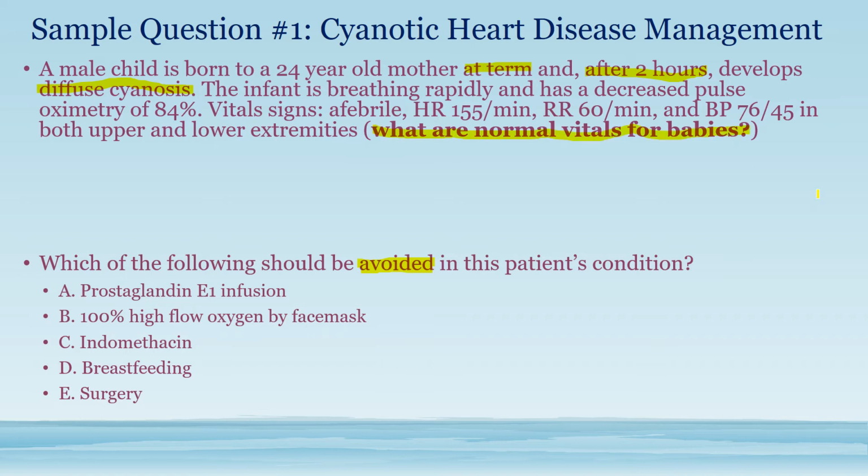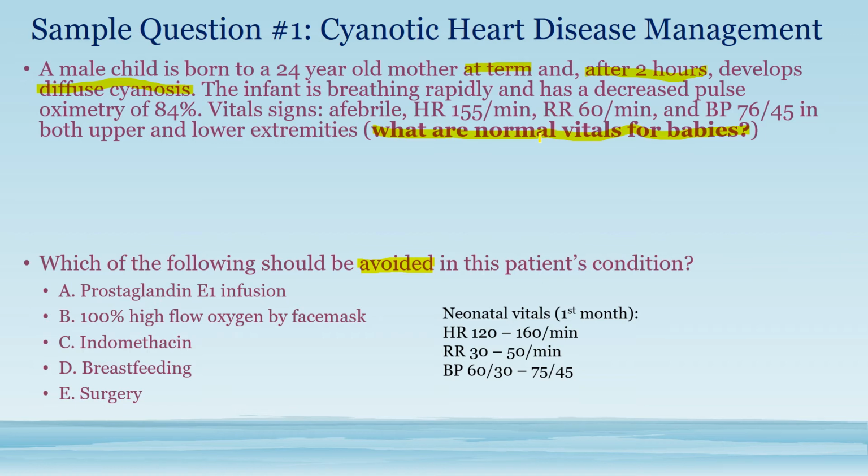Now, these are always very difficult to come across and difficult to interpret because they're so different from adult vitals. So I have some charts for you that'll help you. Neonatal vitals in the first month of life, and the heart rate should be between 120 and 160. So our patient's okay in terms of heart rate, maybe upper limit of normal. Respiratory rate is 30 to 50 a minute. This patient is 60, so the baby's having a lot of tachypnea, which makes sense because of the low pulse oximetry. And blood pressure between 60/30 and 75/45. So the blood pressure is a little high in this neonate. And this is in the upper and lower extremities. And the reason why we check the upper and lower extremities is to look for coarctation.